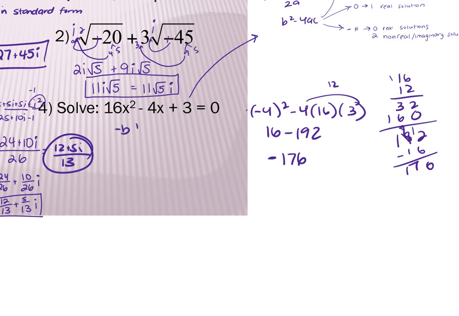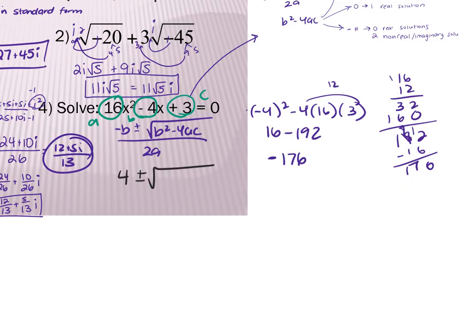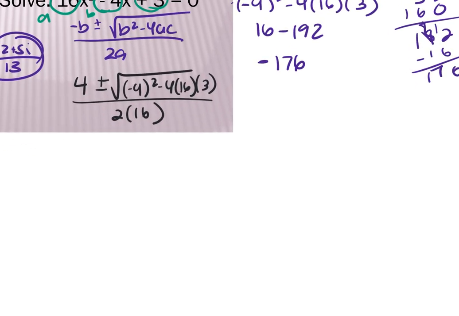So negative b plus and minus the square root of b squared minus 4ac all over 2a. My a is 16, my b is negative 4, and my c is 3. So I would get negative 4, which is 4, plus and minus the square root of, and I already did this, negative 4 squared minus 4 times 16 times 3, all over 2 times 16. So I get 4 plus and minus the square root of negative 176, because we already did that work, over 32.